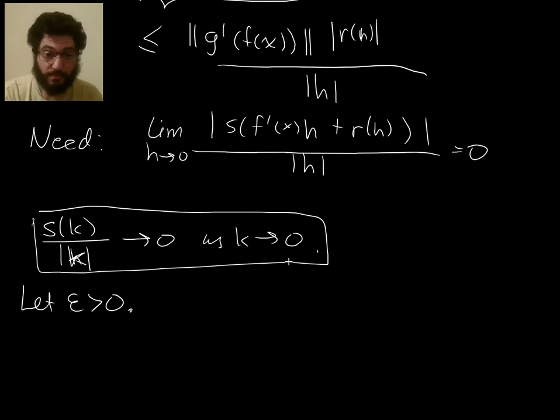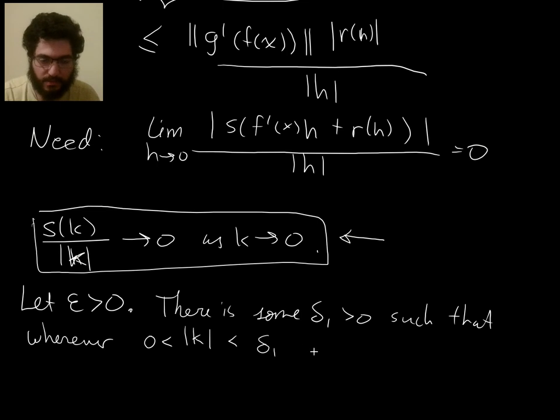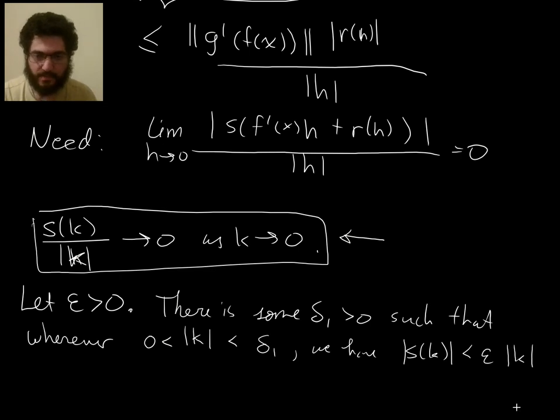Then, due to this limit statement here that we have, there is some delta, let's call it delta 1, such that whenever the norm of k is less than delta 1, we have the norm of s(k) is less than epsilon times the norm of k. So that's using this limit statement here.